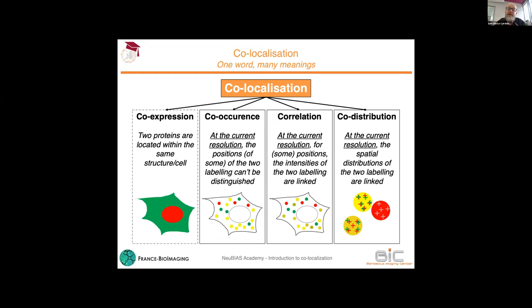And finally, sometimes what you want to see is whether the patterns of distribution of the proteins are somehow related. In this case, you will rather talk about co-distribution. Of course, depending on what you want to do, you may use certain tools. Co-occurrence will use tools that are not the ones you will use for correlations. This is why you have a huge panel of tools to take advantage of.